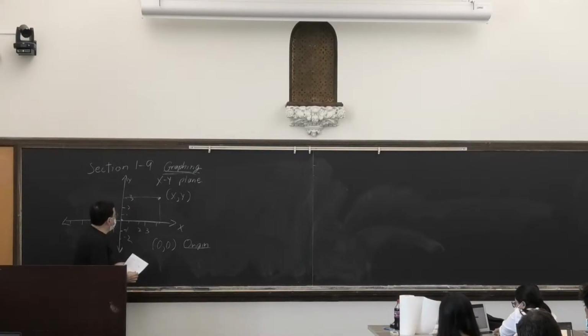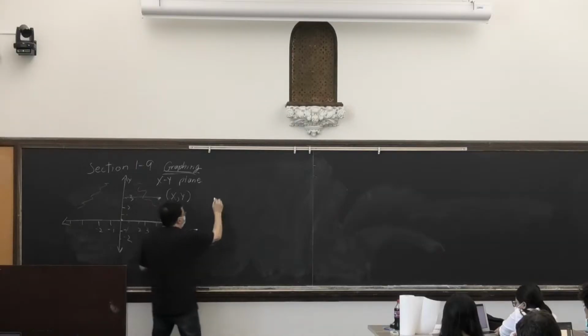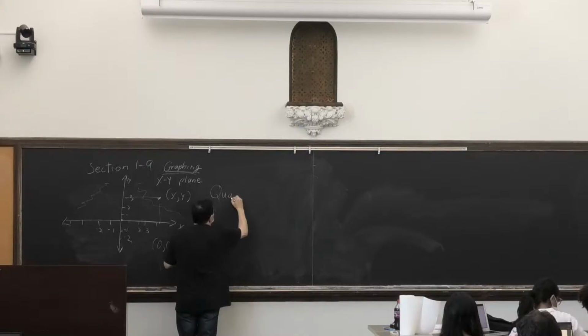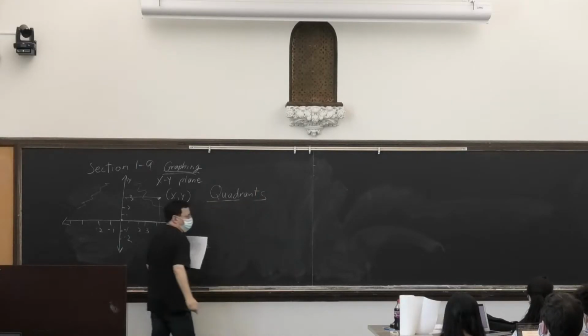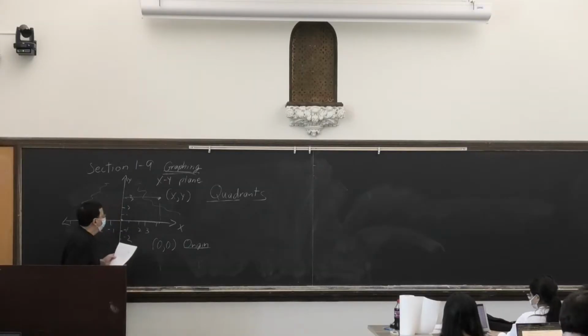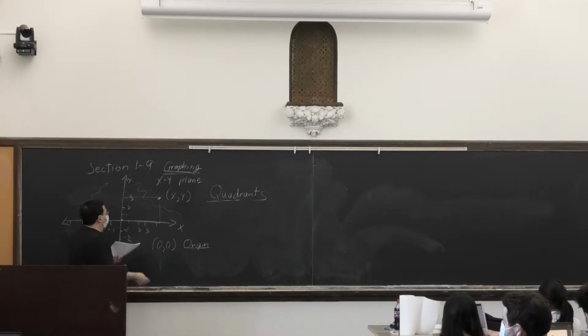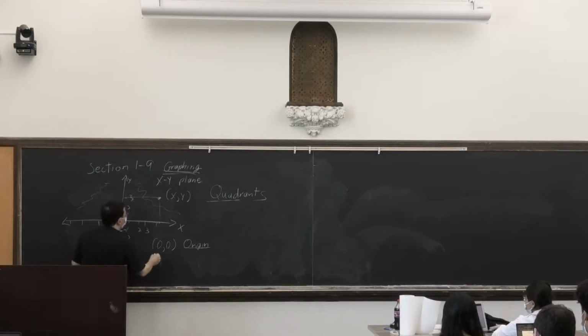And arbitrarily, each quarter of the plane, we call these quadrants. Quad, of course, being the prefix meaning four. And we give them names, these quadrants, and we label them. And for historical reasons, we do this with Roman numerals.